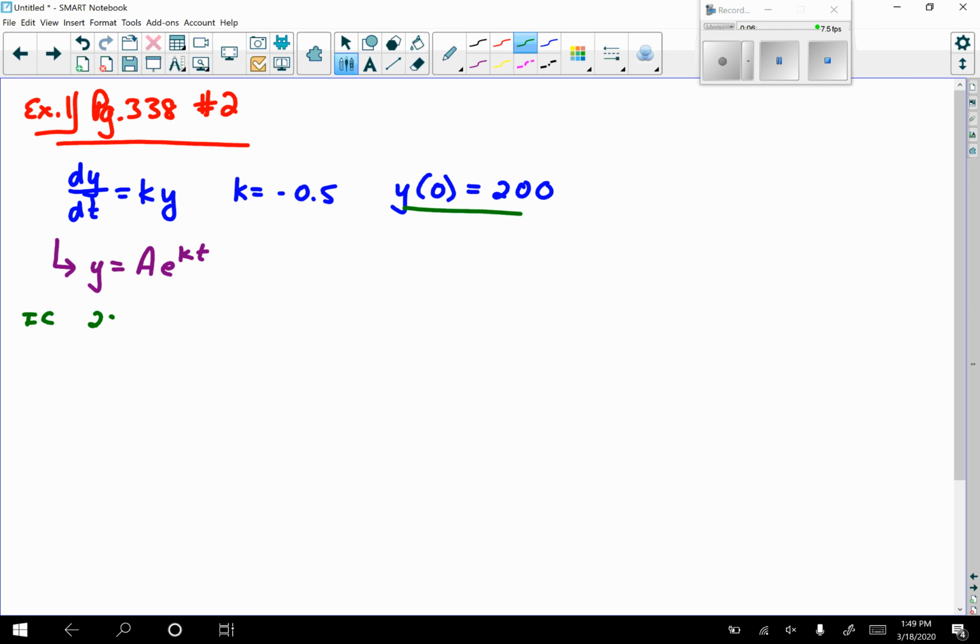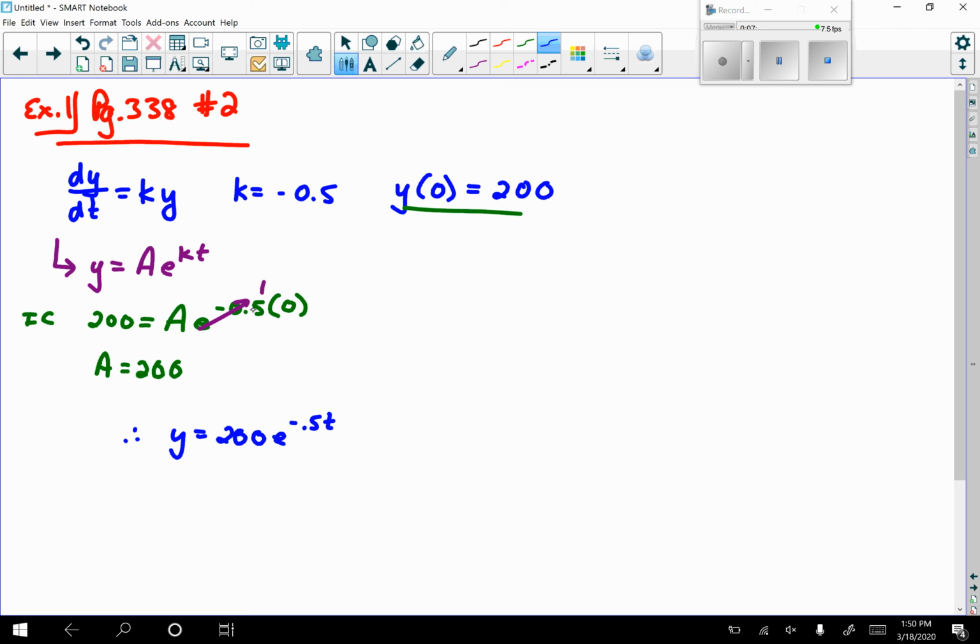So we're going to say 200 is equal to a. We're given k, we're given our initial condition, which means we're after this a value right here. So it's going to be e to the negative 0.5, and then t is 0 when y is 200. So this whole part right here just becomes a 1. So a is 200. Therefore, y is equal to 200 e to the negative 0.5t.